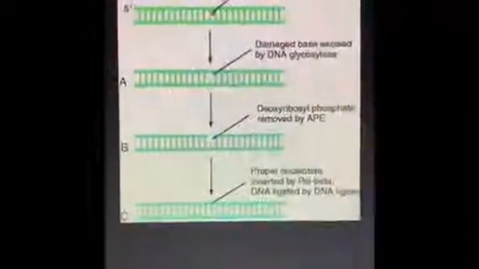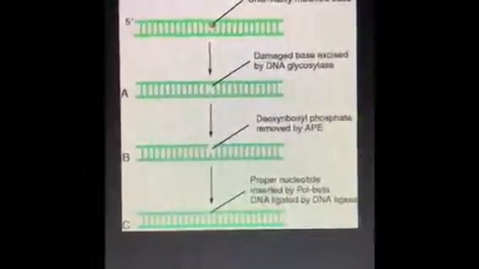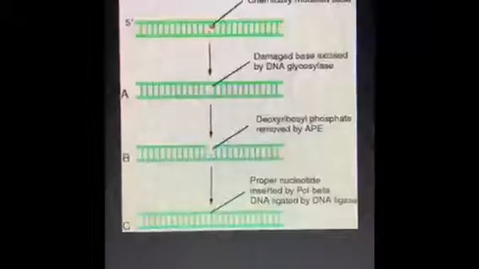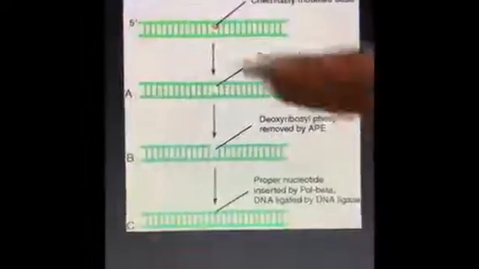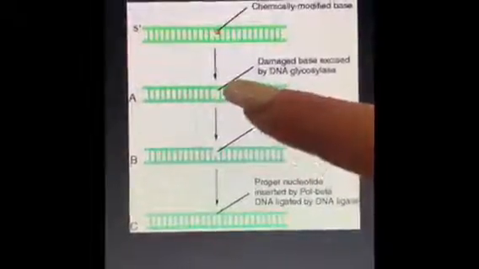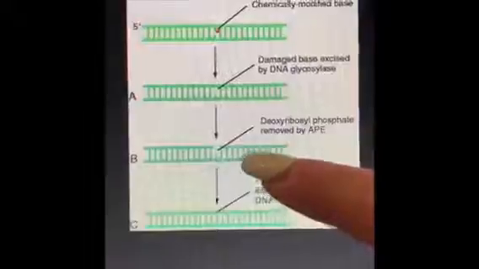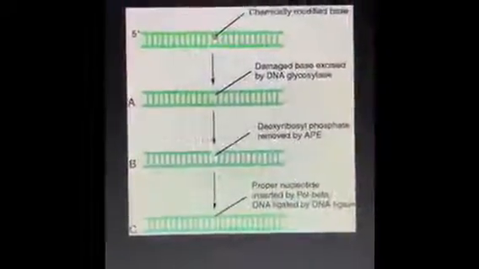So the first type of repair is called a base excision repair, and this is when a damaged nucleotide is repaired or replaced. So look at that. Oh my gosh, it's broken. We're recognizing it's broken. So we're going to remove the broken piece and boom, fix it back together normal.